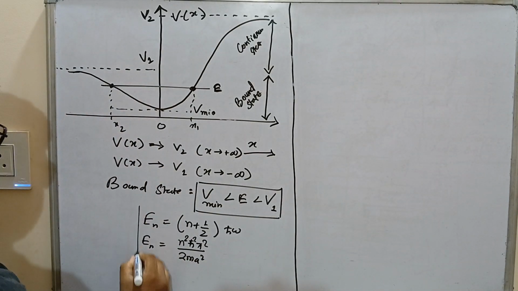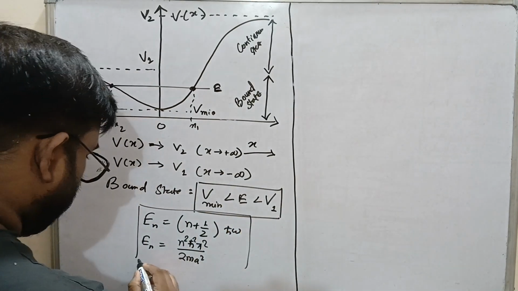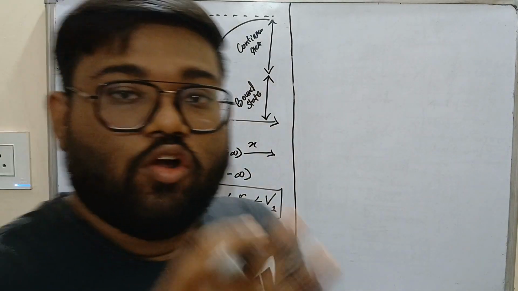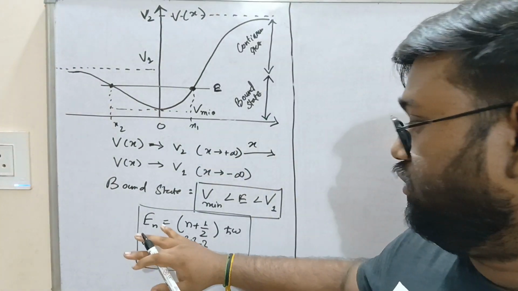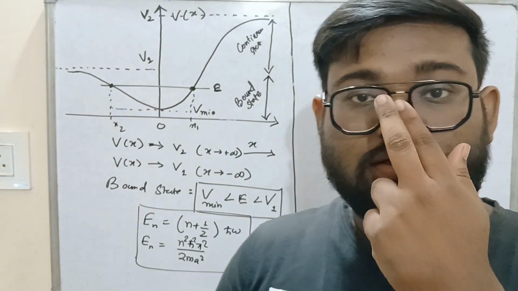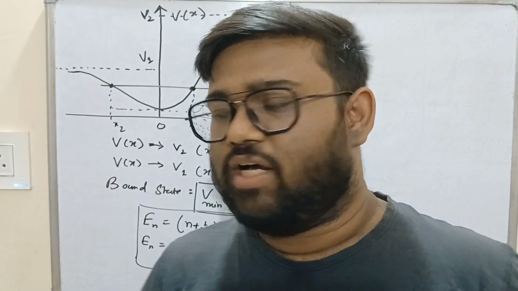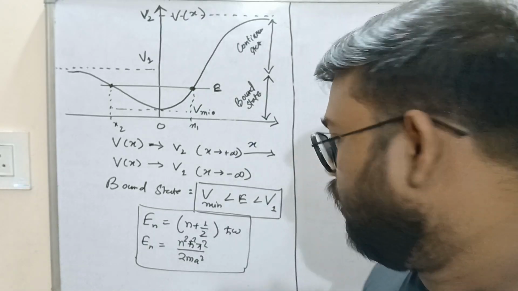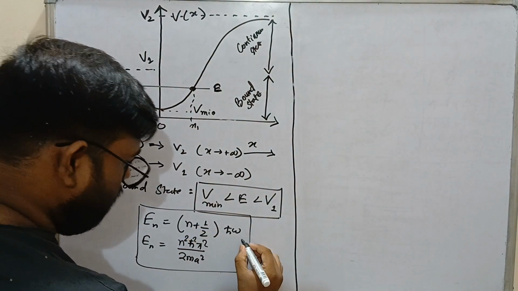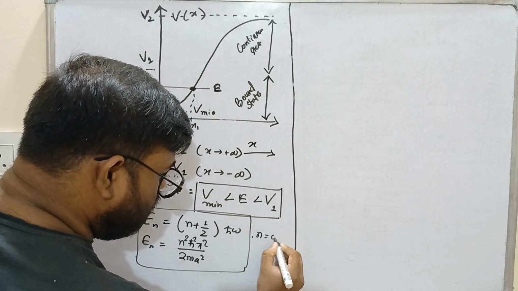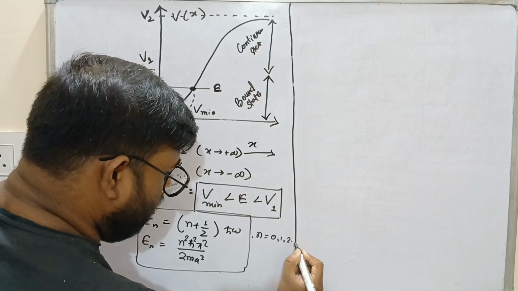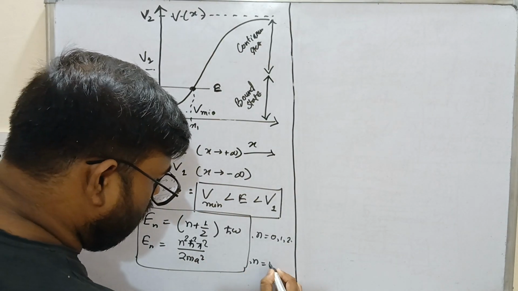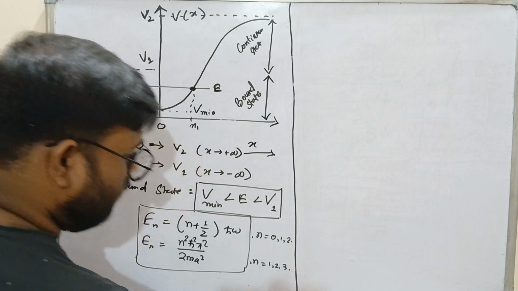Now, in those two states, there are a lot of differences. The potential here is different than the potential here. But the basic difference is, when we both are bound states, we know, when we define this n, we take n equal to 0, 1, 2, 3. But when we define this n, we define 1, 2, 3. We don't include 0.